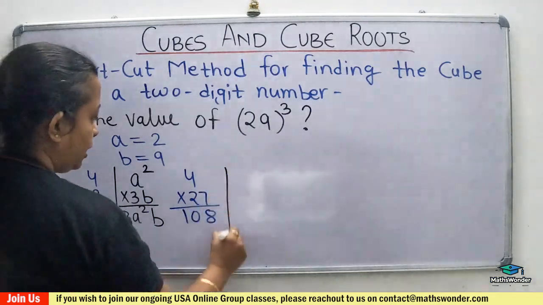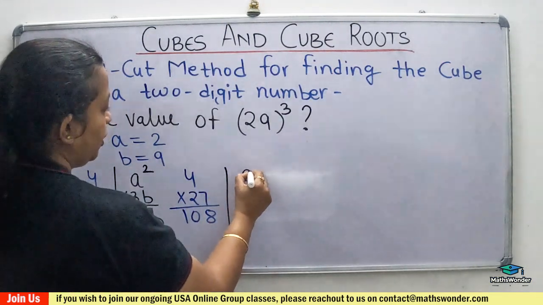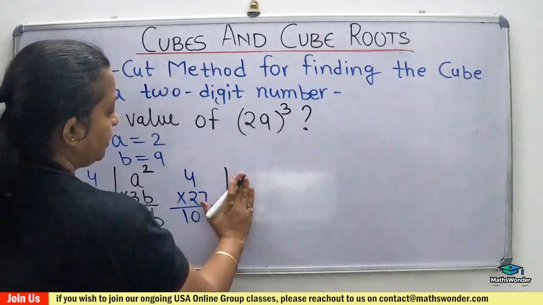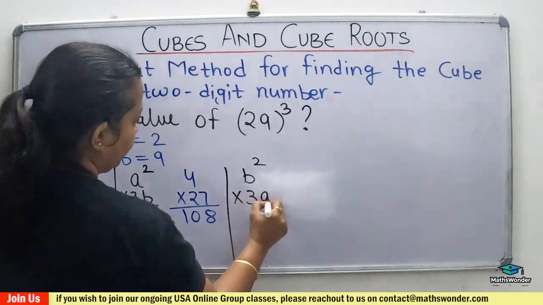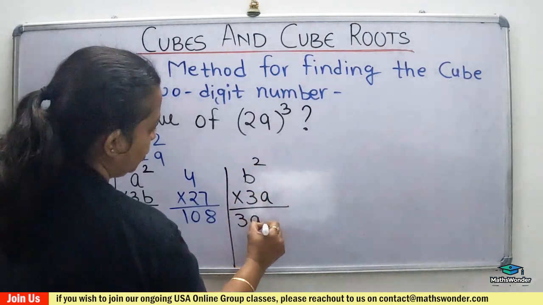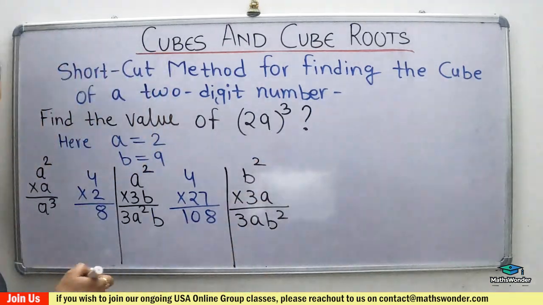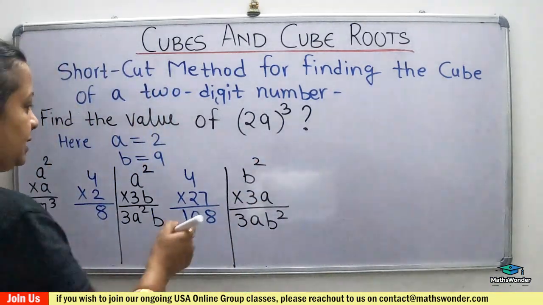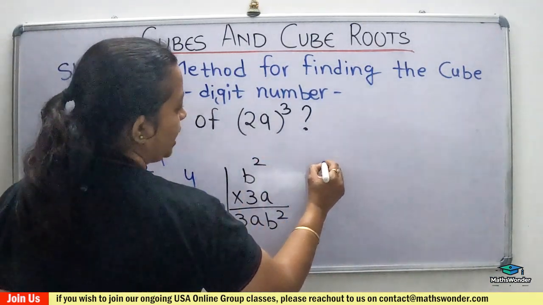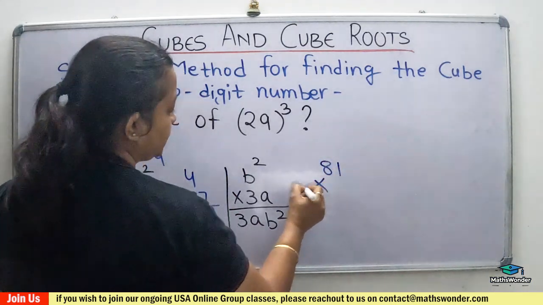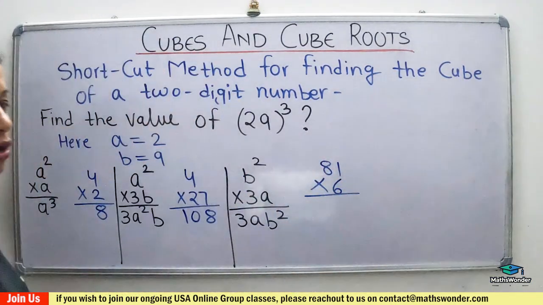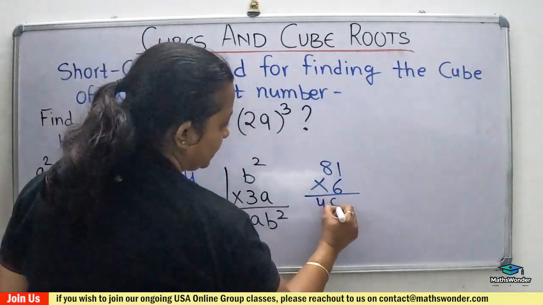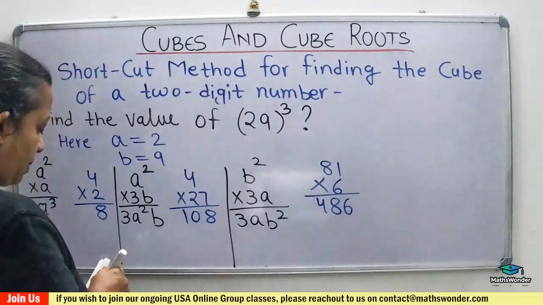Now come to the third part. What was that? b square times 3a. So it becomes 3ab square. Same, substitute in the identity. b square means 9 square, and 9 square means 81, times 3 times a. 3 times 2 will be 6. Do the normal multiplication, which gives 486. This is the third part.